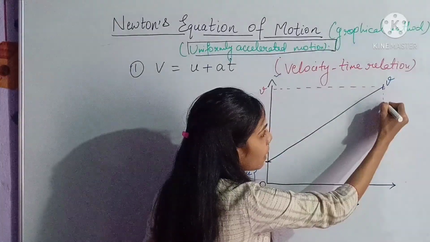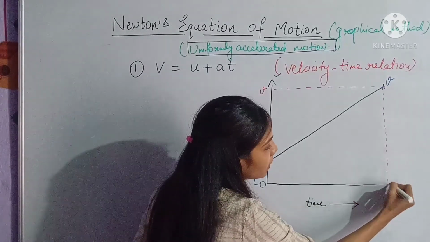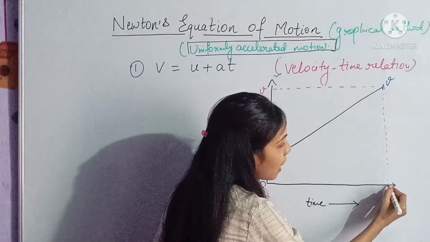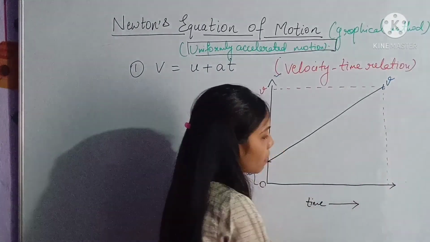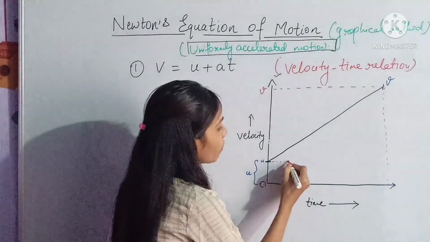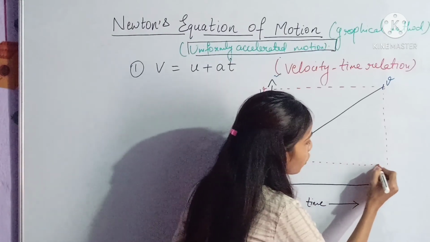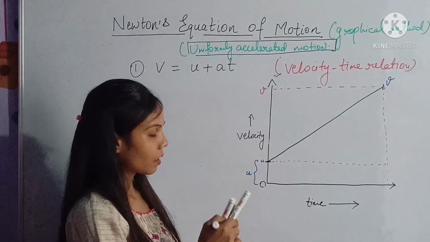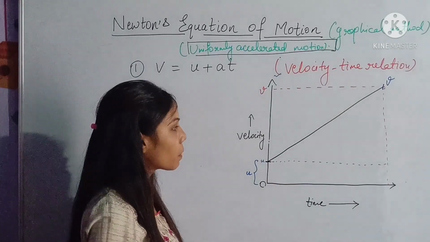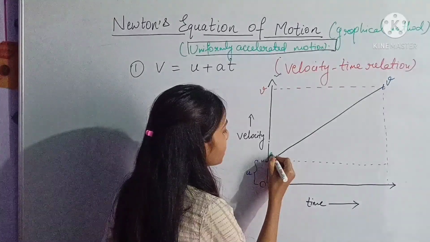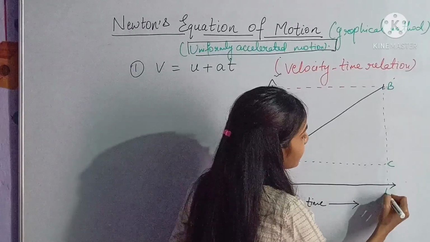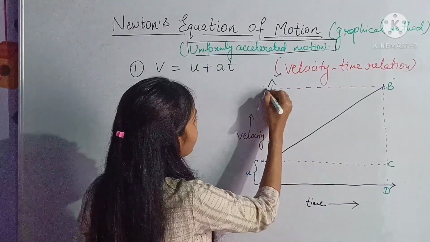We can join this to the time axis also, to see how much time has been taken by the object in order to reach this particular point. So this much time has been taken. We have to join this line vertically with the time axis. This is the origin, this is the initial point. Now if you see this graphical diagram, we can rename the points also. Let us assume this as point A, this as point B, C, D, and this as point E.